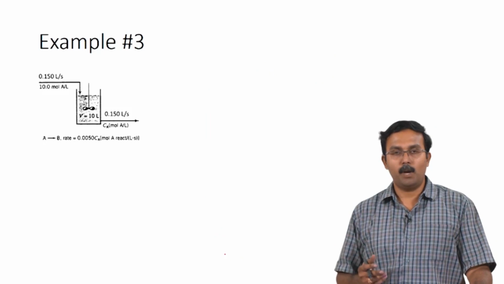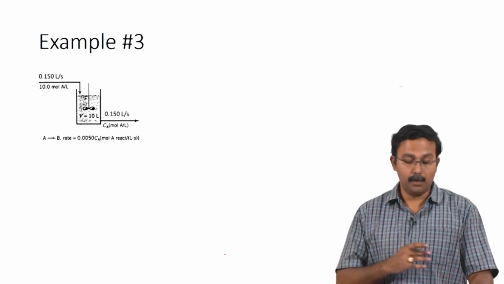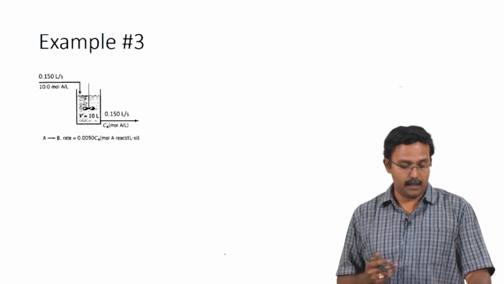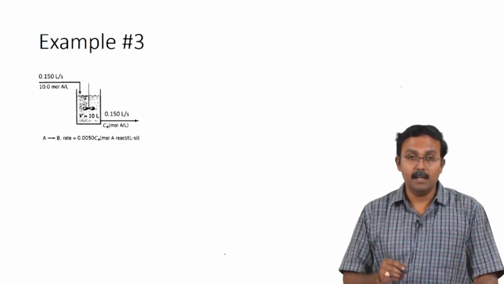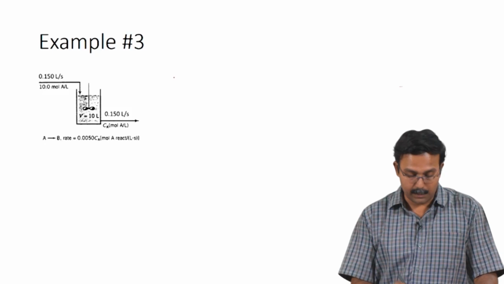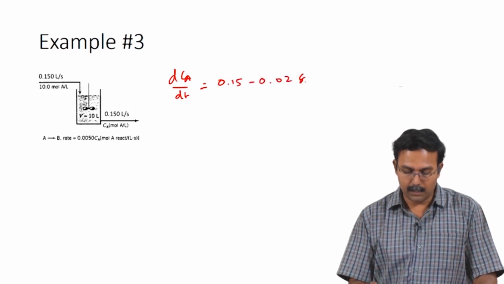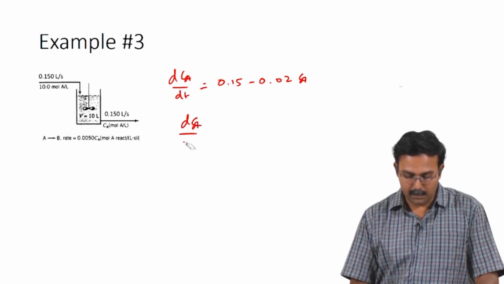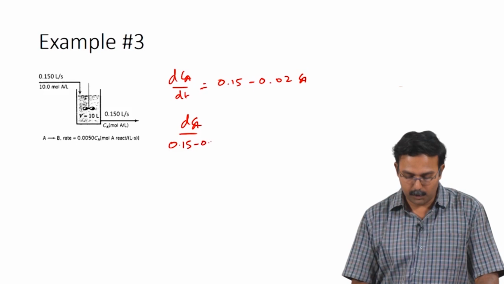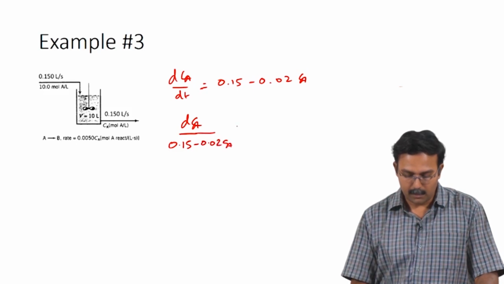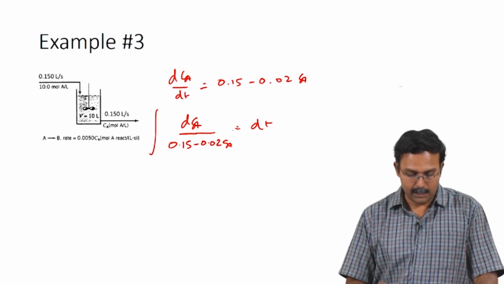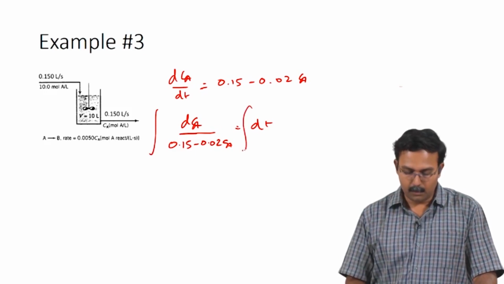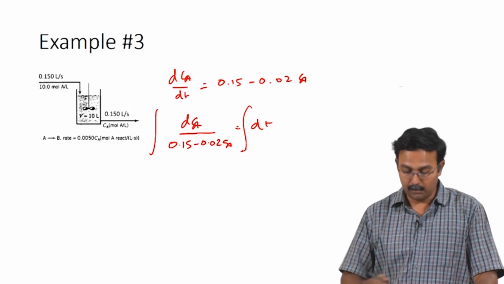For the last part of the problem, we have been asked to write Ca as a function of time. So, that can be obtained by integrating the differential equation. So, we had dCa/dt equals 0.15 minus 0.02 Ca. So, this would be dCa/(0.15 minus 0.02 Ca) equals dt. So, integrating this equation, we would be able to solve for the required correlation.